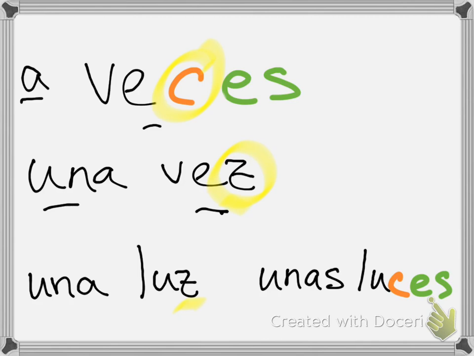So, vocal, add an S. Consonante, add an ES. Ends in a Z, change the Z to a C. And those are the basics of artículos indefinidos y palabras plurales.